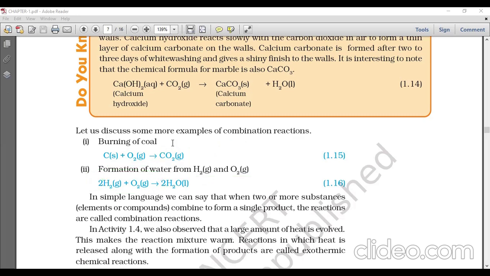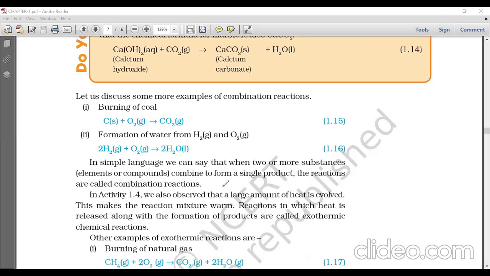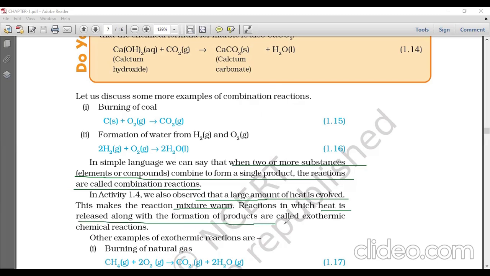So in simple language, this is the definition given: when two or more substances, elements or compounds combine to form a single product, such reactions are known as combination reactions. And we have also seen in activity 1.4 that a large amount of heat is evolved and the mixture became warm when we added water to calcium oxide. So in any chemical reaction in which heat is produced or liberated in the formation of products, such reactions are known as exothermic chemical reactions. Exothermic means giving heat out.